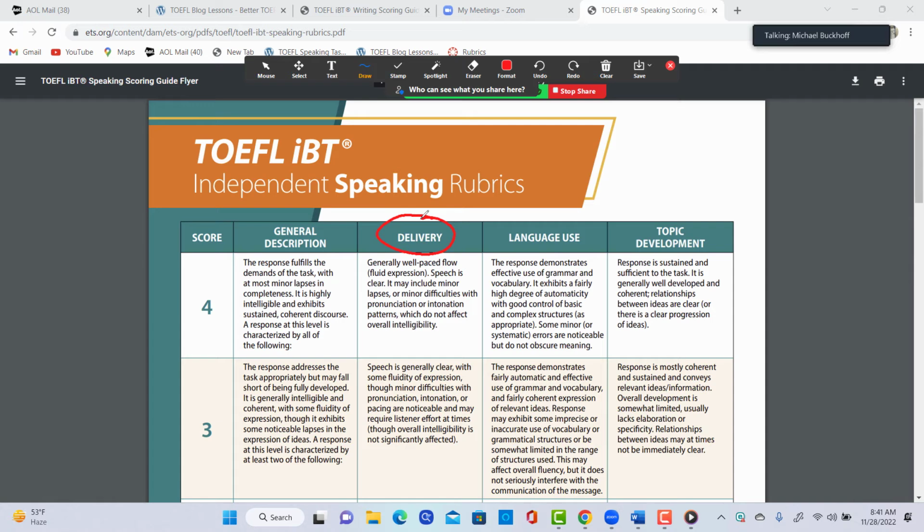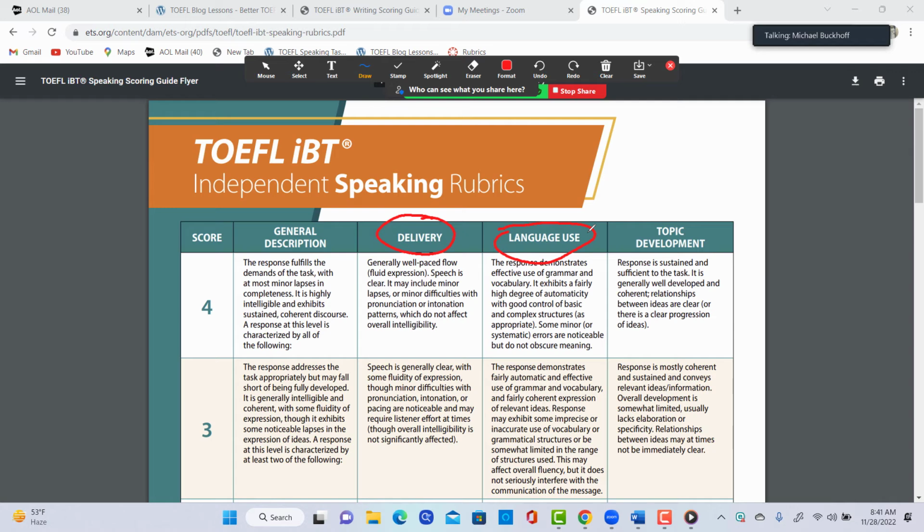You're not there yet. So those are things you can do with your delivery. Language use overall, you're very generic, you're very vague, and you're imprecise in a lot of the vocabulary and the grammar you're using. So you need to use a combination of both basic and advanced vocabulary and grammar.